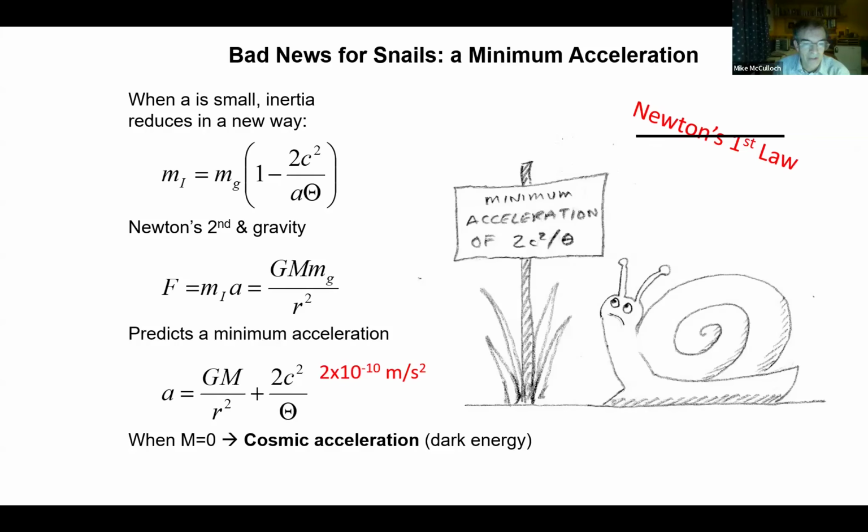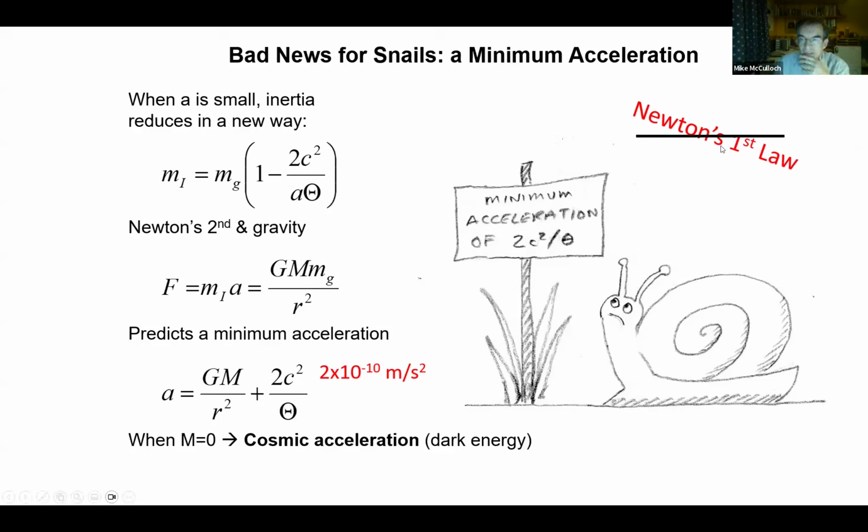So this is 2 times the speed of light squared divided by the cosmic scale. And it turns out this value is 2 times 10 to the minus 10 meters per second squared, which is the acceleration that is usually referred to as cosmic acceleration. It's the acceleration of the edge of the universe that has been observed and attributed to dark energy. So what this means is that there's always a minimum acceleration in nature, no matter what the gravitational attraction is, even if this is 0 or close to 0, there's this extra term that comes in.